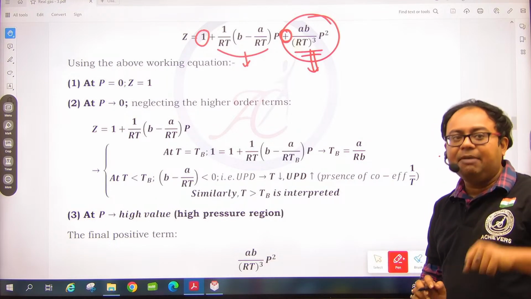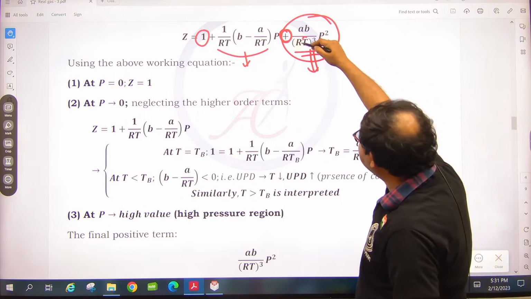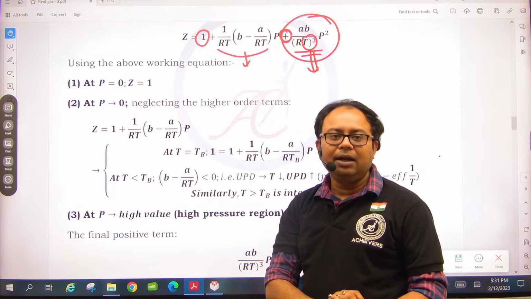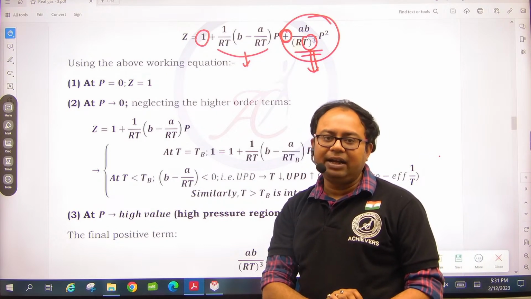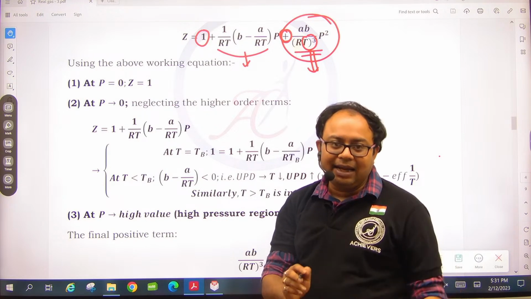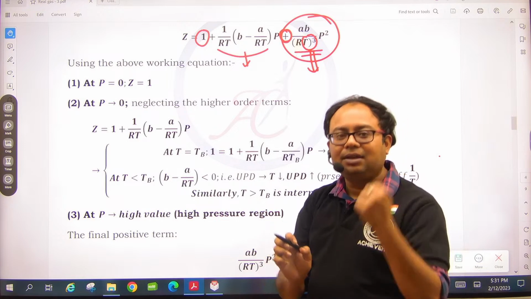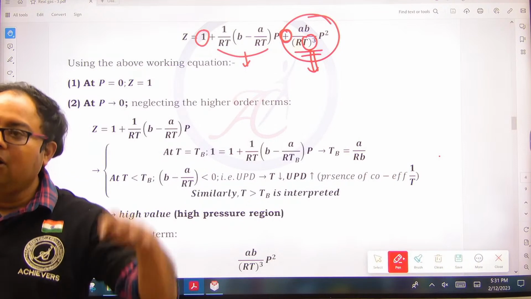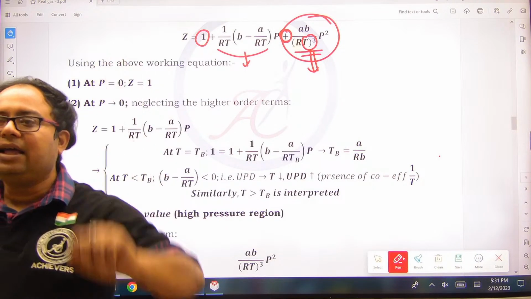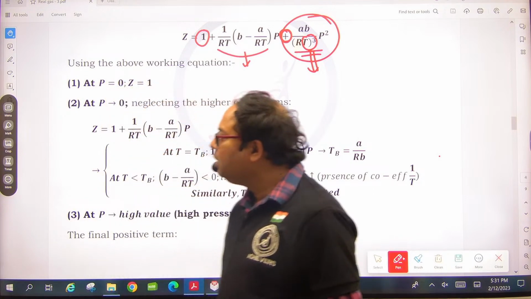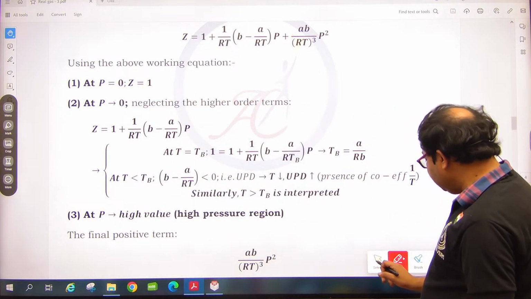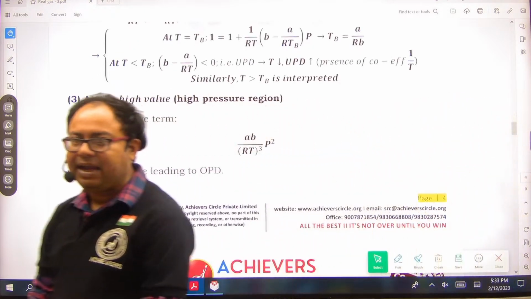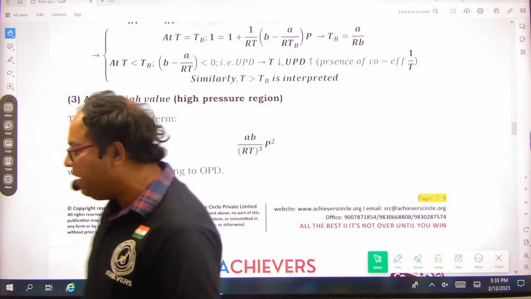And if you decrease the temperature, what happens? You have a 1 by T cube term. So if you decrease the temperature, T cube is in the denominator, and the extent of this positive term will keep on increasing. And the extent of OPD will also increase. So lowering the temperature increases the extent of OPD. So in this way, we can explain all the observations made by Amagat in context to the Van der Waals equation of state.